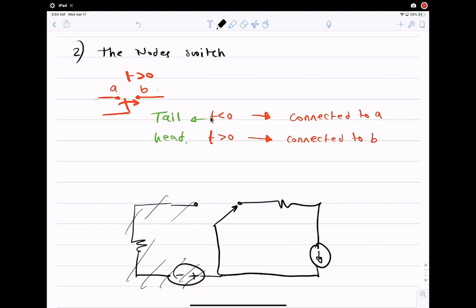If the time is less than 0, and since this switch will work at time equals 0, so before the 0 it was toward the tail, that means node A is connected, so this loop will be connected. Afterward, t greater than 0, it will move to node B and this loop will be closed.